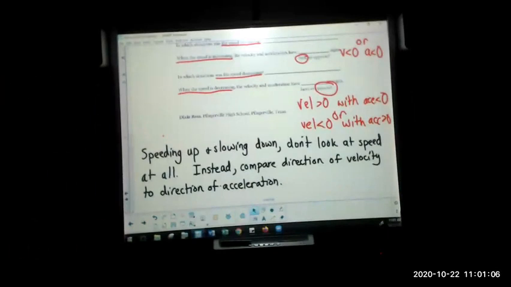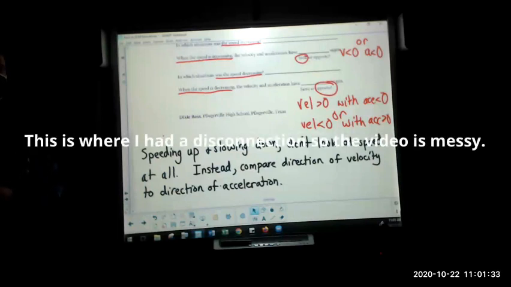And then I have a really important idea I need to make sure I communicate with you. And then an interesting analogy. So when you're speeding up and slowing down, we're not going to look at the speed. Instead, what we're going to compare is the direction of the velocity and the direction of the acceleration. You may wonder why that is. The reason is that it's awfully hard to get speed from velocity by doing the math of the absolute value. It's easy to do if you have a graph, it's easy to do if you have values, but if all you have is a function, it's really hard to do the absolute value.